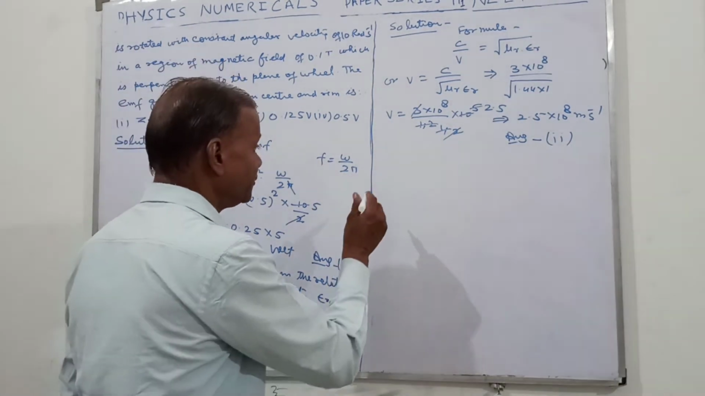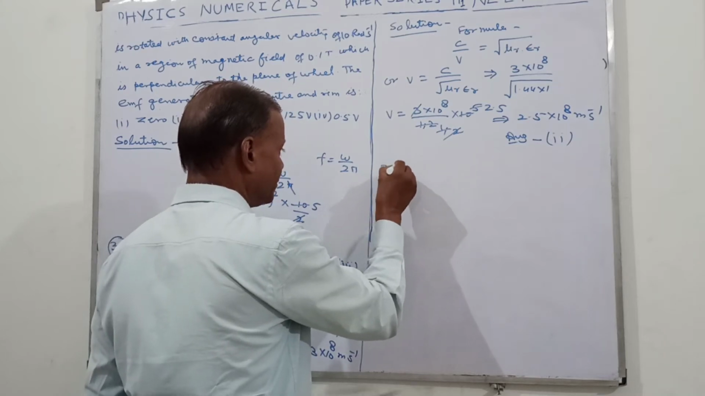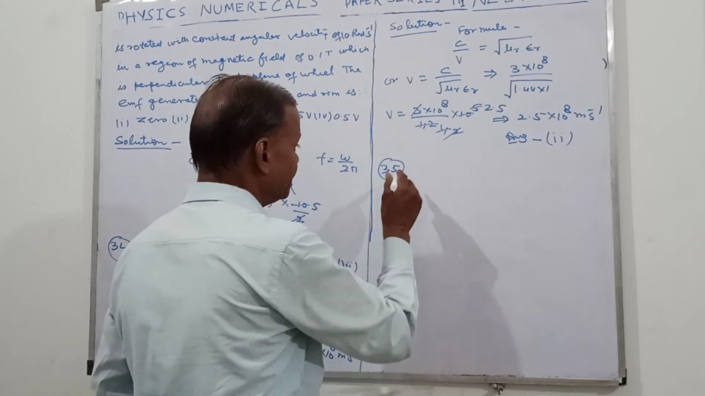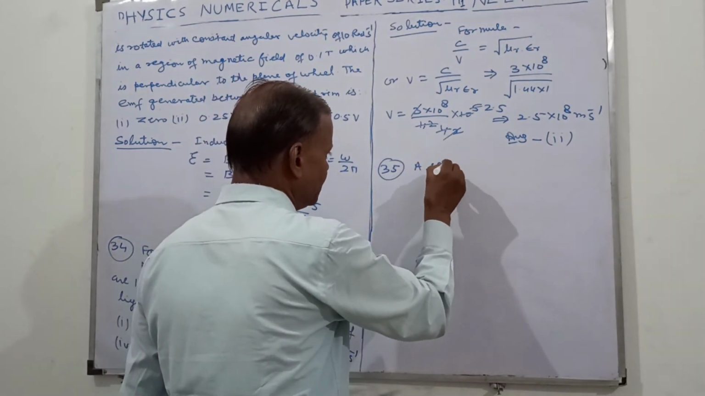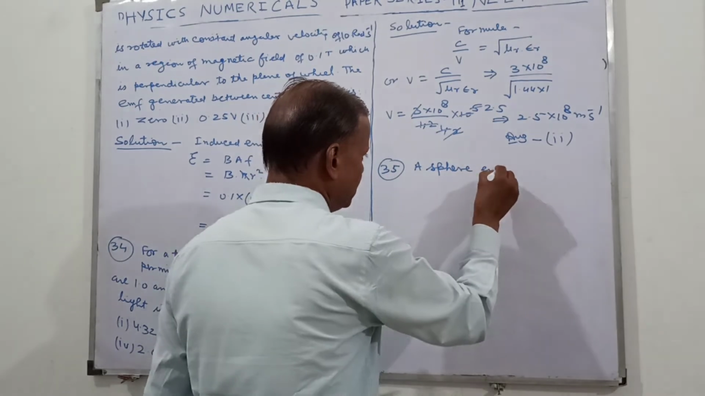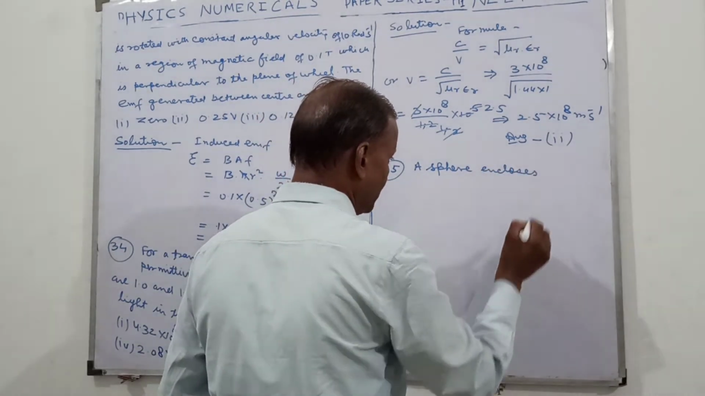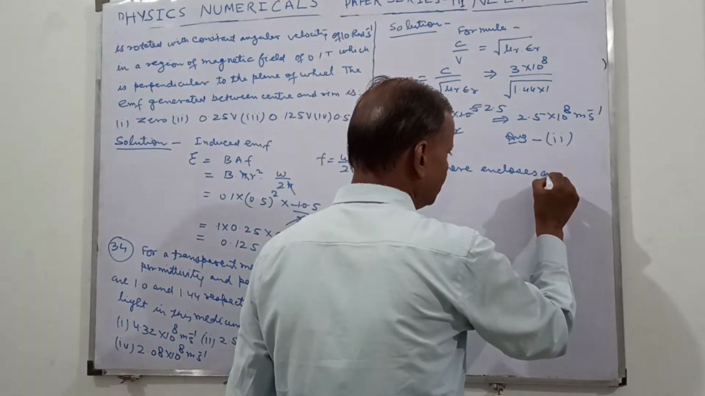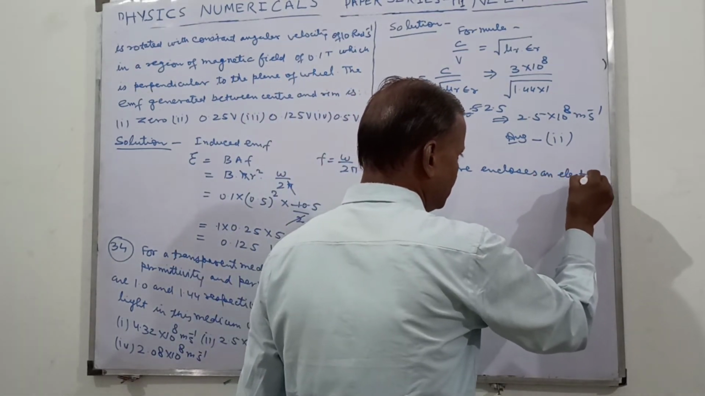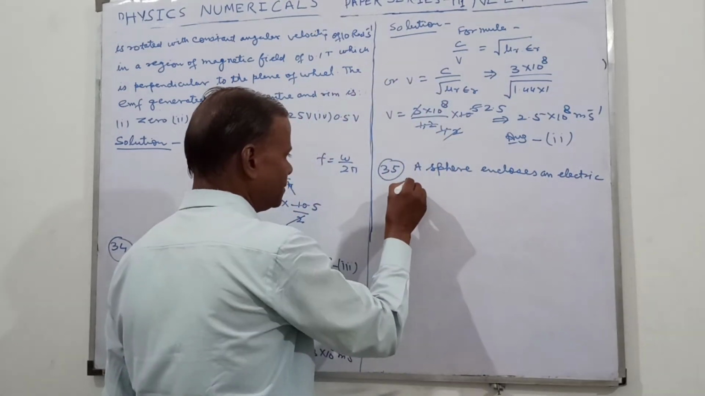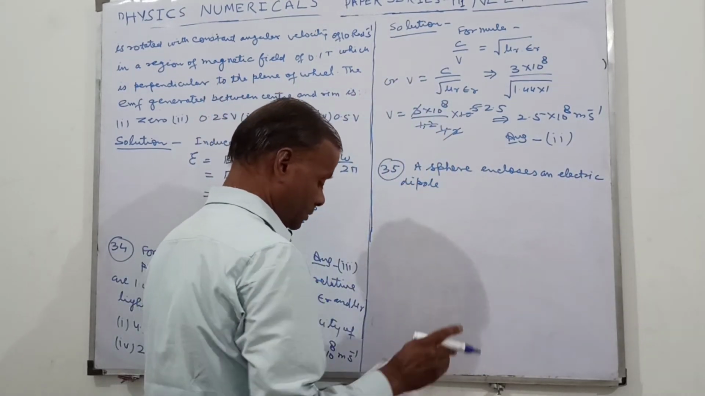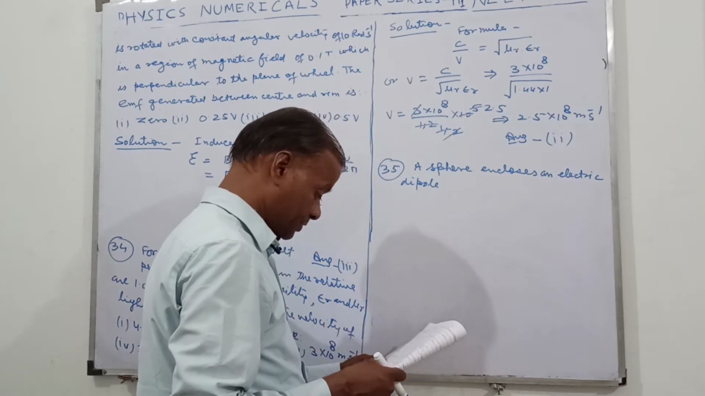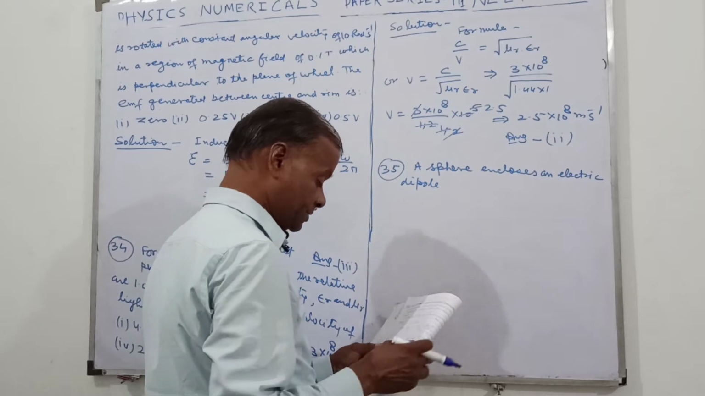Now question number 35. A sphere encloses an electric dipole with charges.